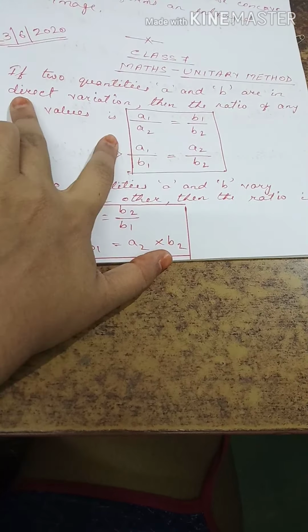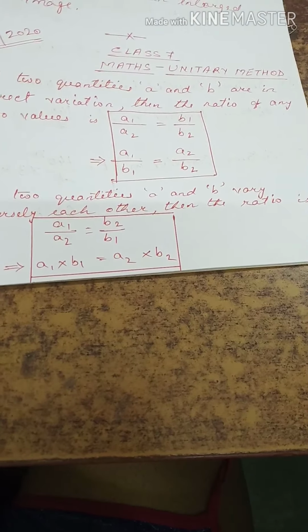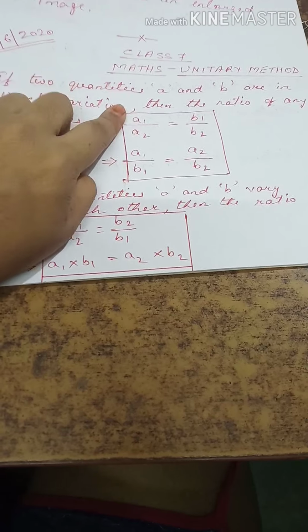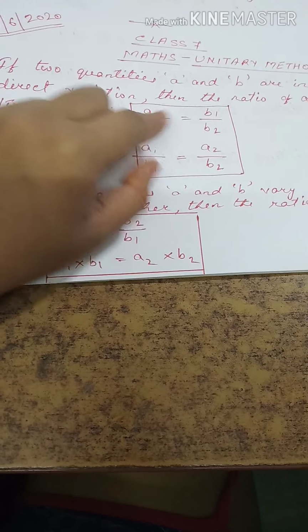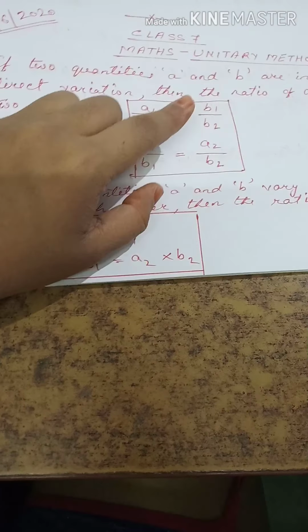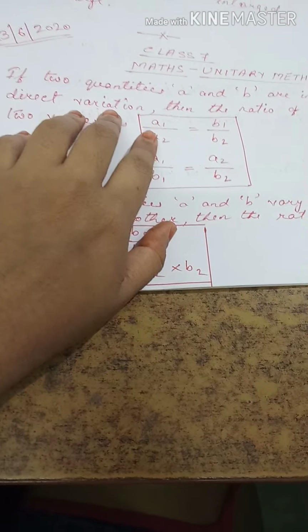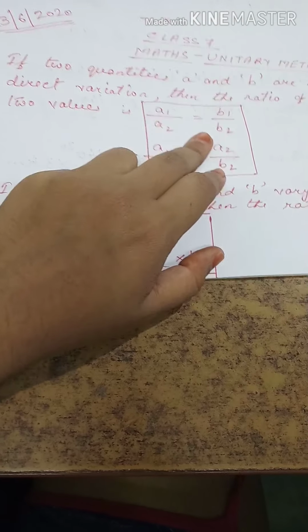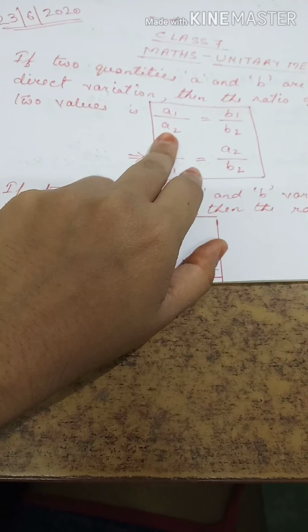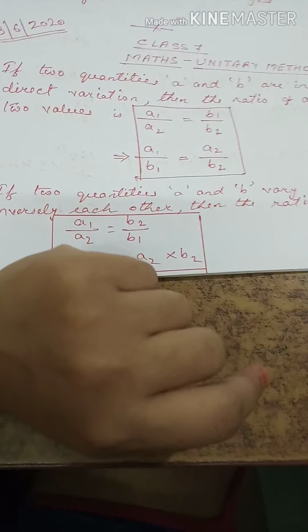Now what does direct variation mean? Suppose there are two quantities A and B. If A becomes more, B also becomes more. If A becomes less, B also becomes less. Such a type of comparison is called direct variation. When it is direct variation, this is the formula: A1 by A2 equals B1 by B2. Or if you cross multiply, it becomes A1 by B1 equals A2 by B2.